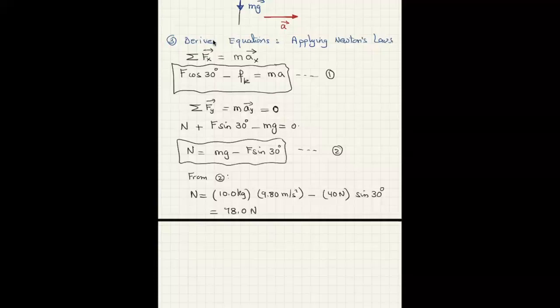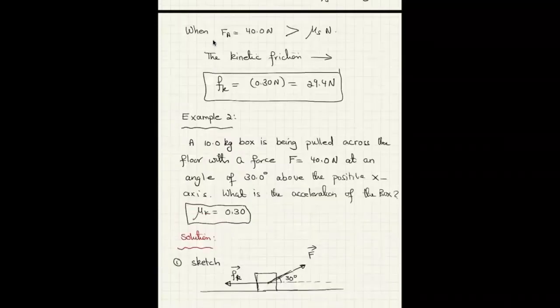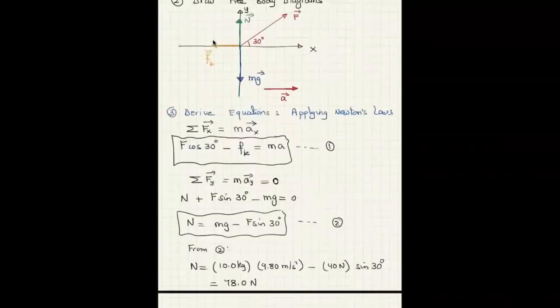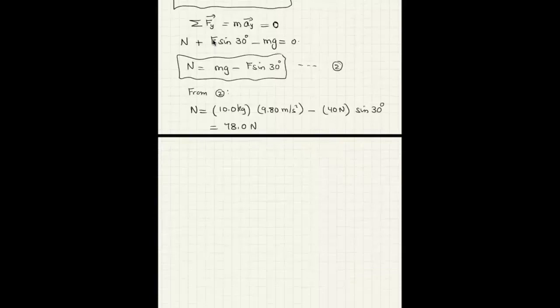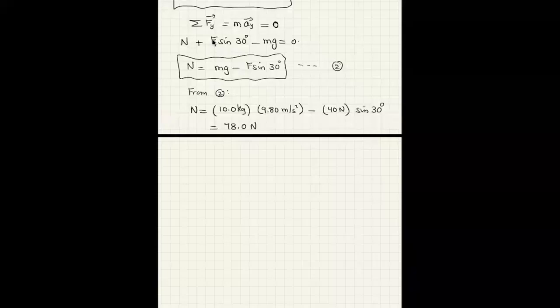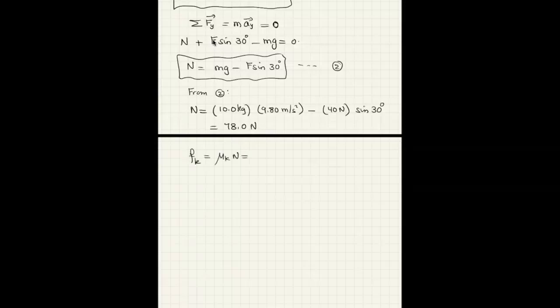All right, and then here, okay, how many sig figs do I have? I have 3, okay. Then now here I have calculated the normal. And from the normal, I will be able to calculate Fk. Fk is mu k times the normal. And then it is 0.3 times 78. And that is going to be 23.4 newtons.